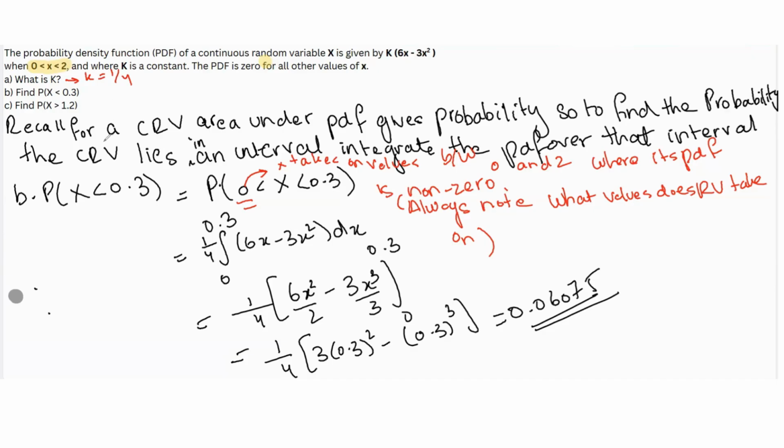So in this way, we can find the probability that x is less than 0.3. Just keep in mind, whenever you're answering any probability question of a continuous random variable using its PDF, always see if you can make the interval more specific, right? Like in this case, the probability x is less than 0.3 can be written as the probability x is between 0 and 0.3, right? So always see if you can make the interval more specific by taking into account what values the random variable takes on. And a continuous random variable takes on values where its PDF is non-zero, which in this case is between 0 and 2. This is where this 0 came from, right?